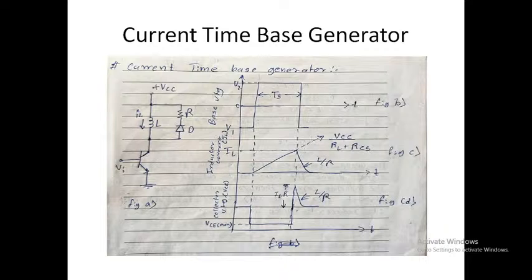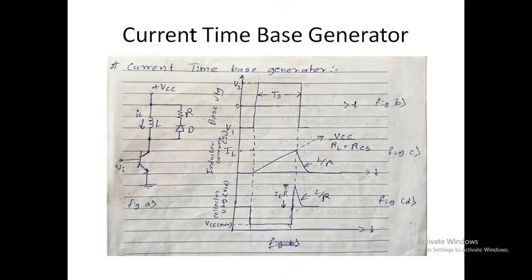Up till now we have seen a capacitor. Why have we replaced a capacitor with an inductor? Because up till now we were dealing with the voltage part. Now we want a current time based generator, a current waveform. So for that we are using an inductor. So when the transistor switch is turned on, the current through an inductor increases linearly with time.